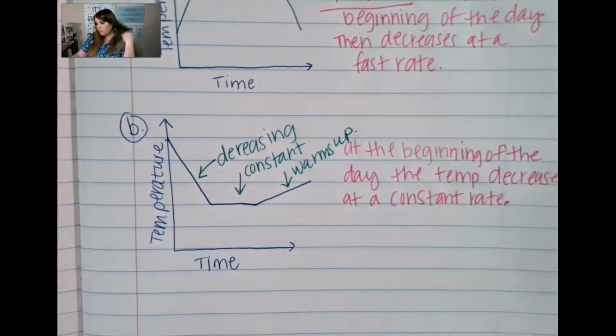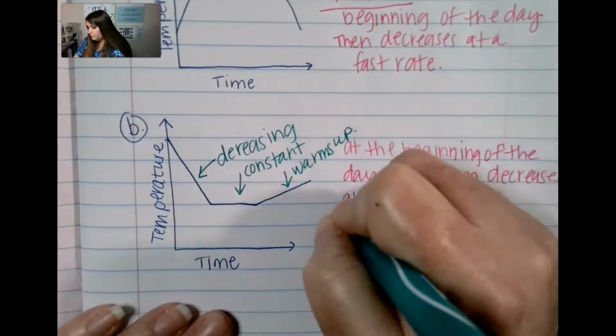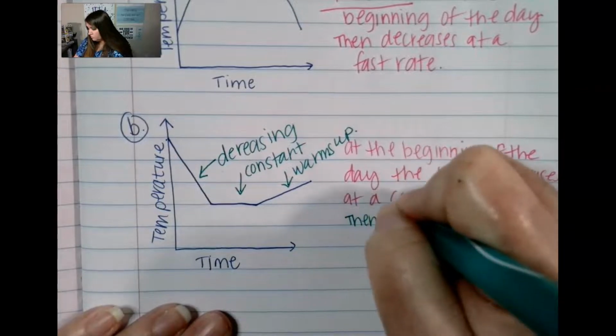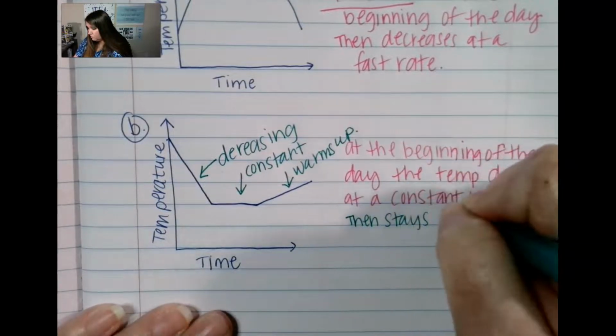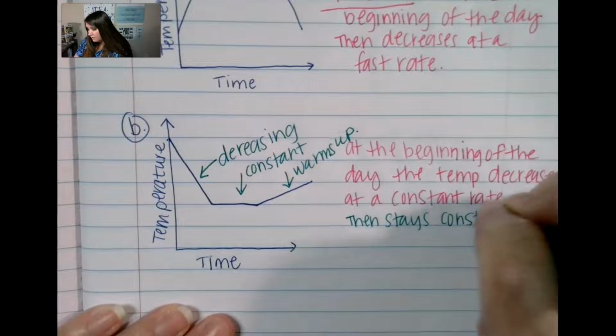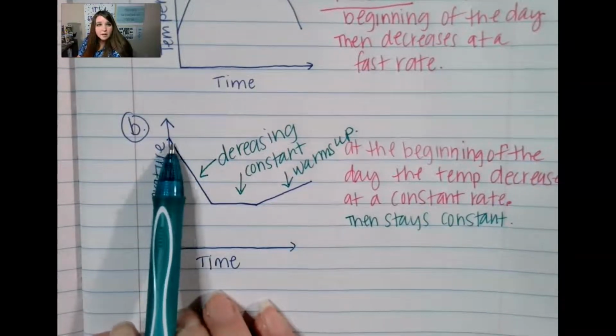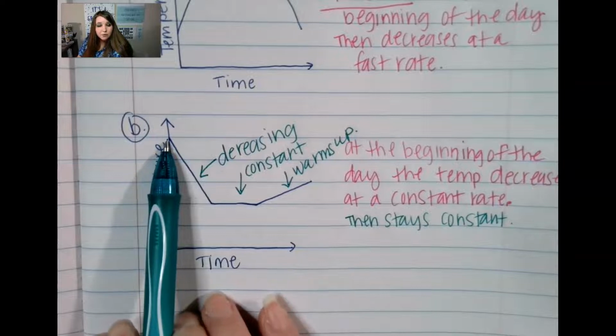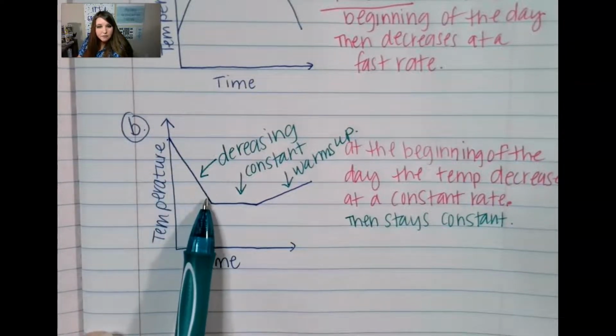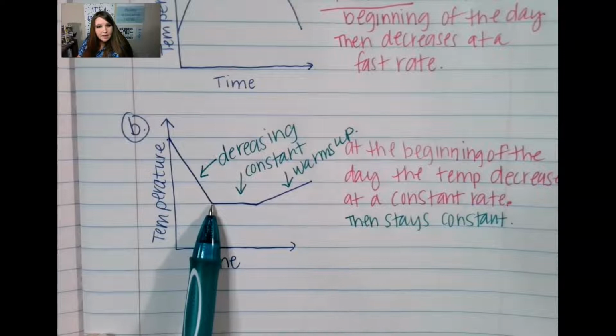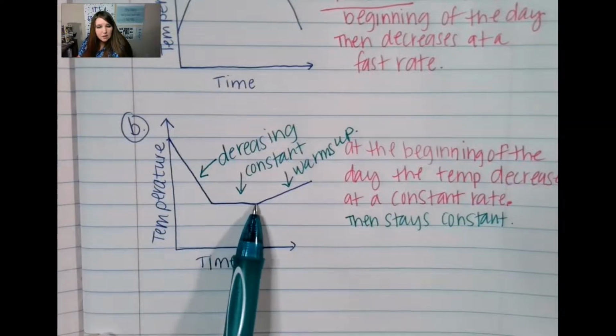You can think of this like we start out on a nice warm spring day. The rain comes and cools everything down. And then the sun comes out and it stays constant, like 60 all day.